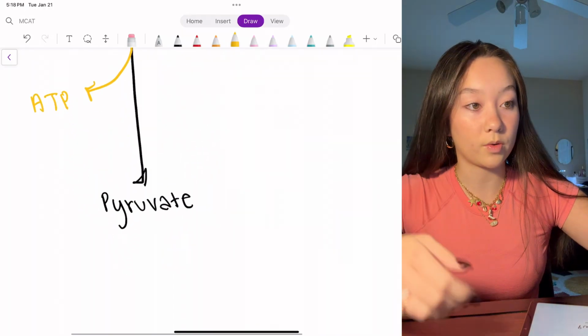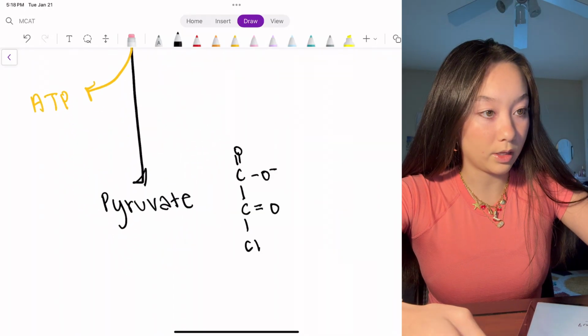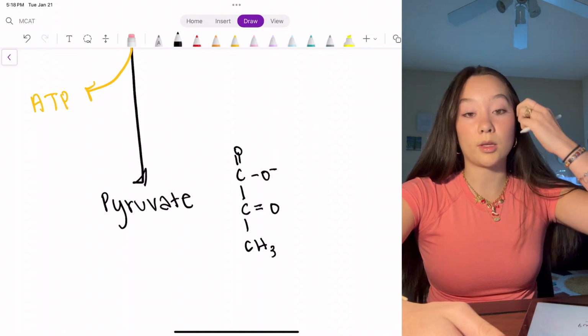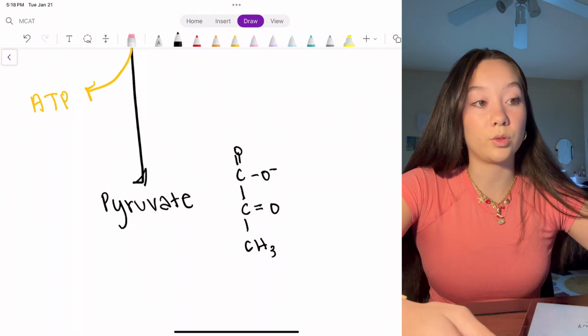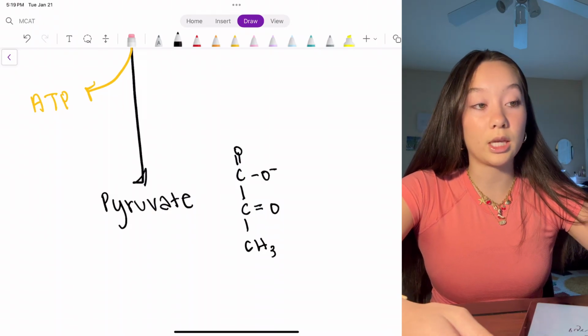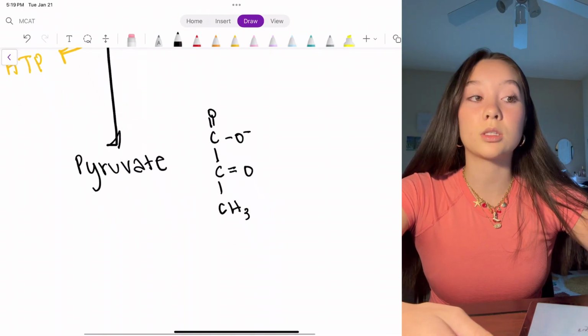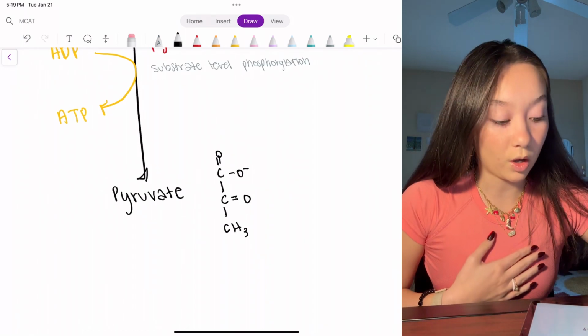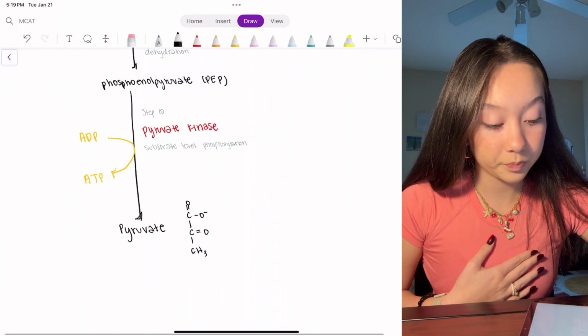Let me draw out what pyruvate looks like. It is a 3-carbon molecule. Notice it's the same as when we split up the 6-carbon glucose. We didn't gain or lose any carbons. The only things that we're adding on are the electrons and the phosphate groups. So we got all the way down to pyruvate.